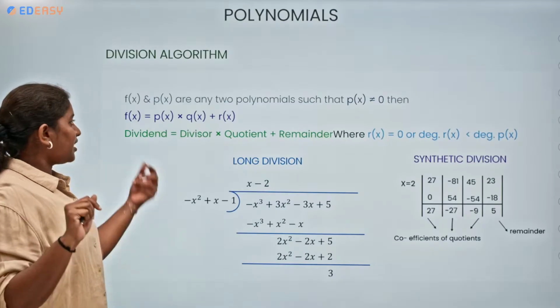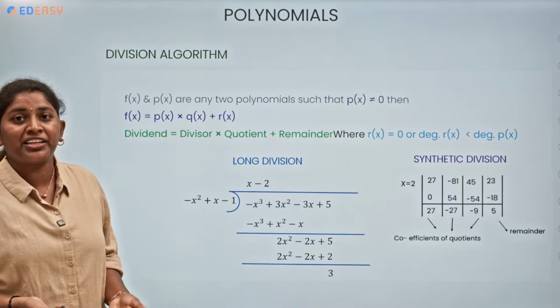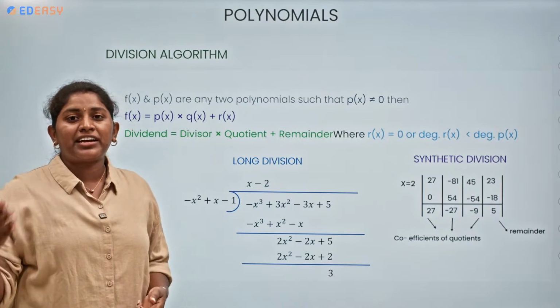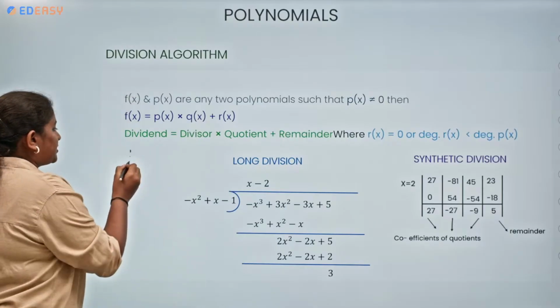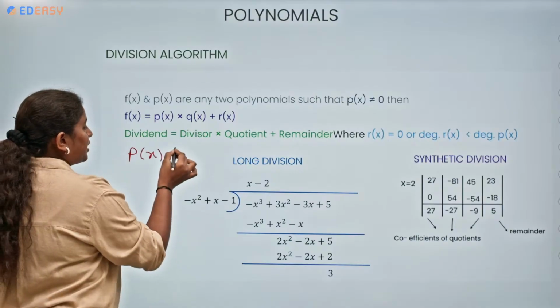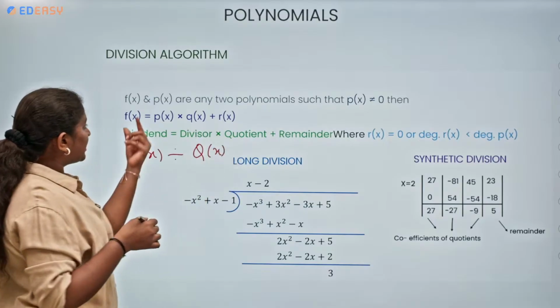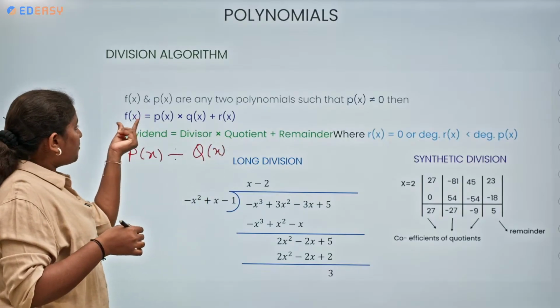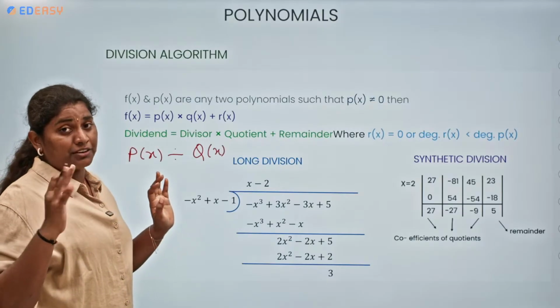Okay? Now, what is the division algorithm? The basic division algorithm is: dividend equals divisor into quotient plus remainder. Same here. P of x is my polynomial 1, P of x if I am dividing with Q of x. Or if you get confused, you can take f of x. Okay? F of x you can take if you are getting confused.